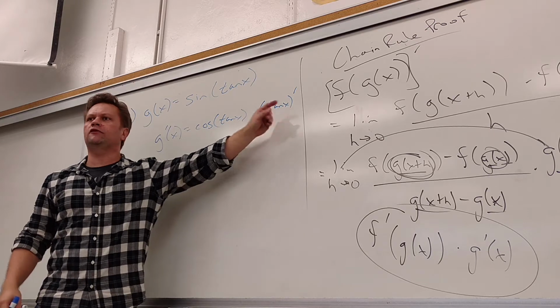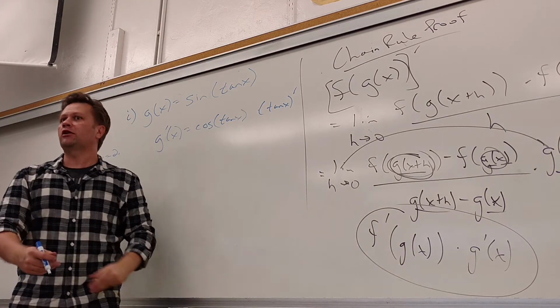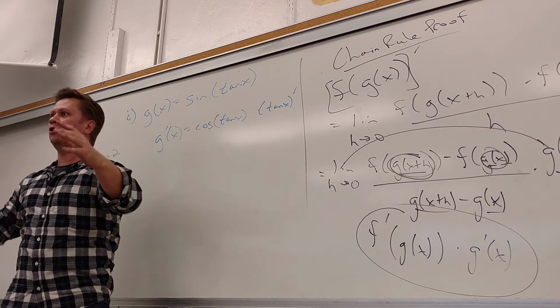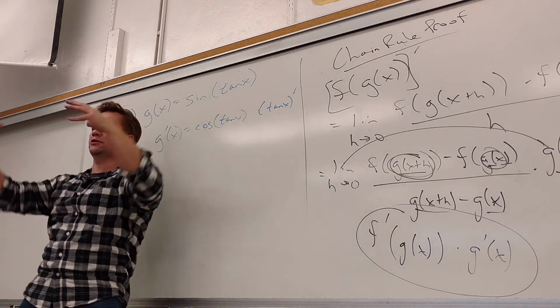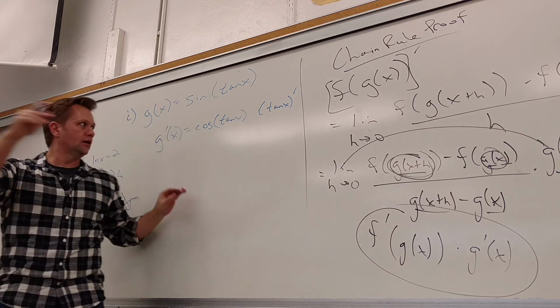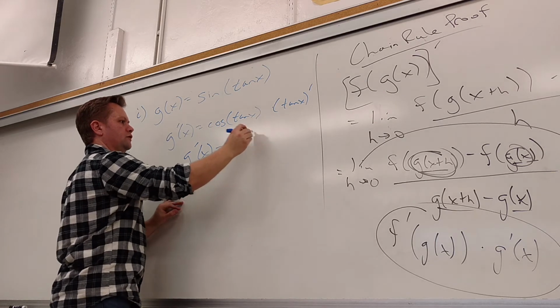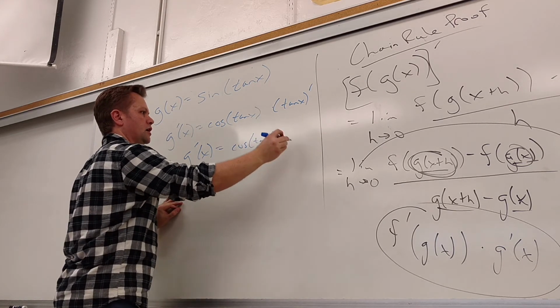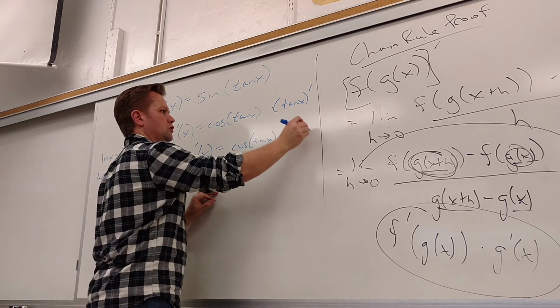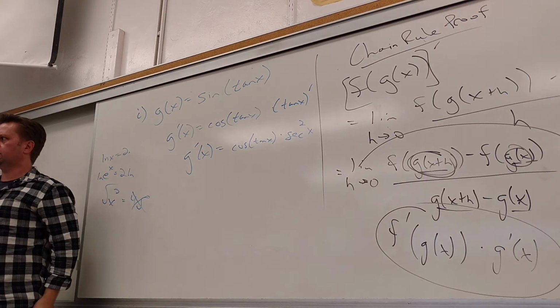Well, actually, what is the inside function? x. And what's the derivative of x? 1. So we've been doing chain rule this whole time. It's so funny. So this is going to be what? Cosine of tangent of x times secant squared x. That's one of the newer ones, but you have to know those trig function derivatives.